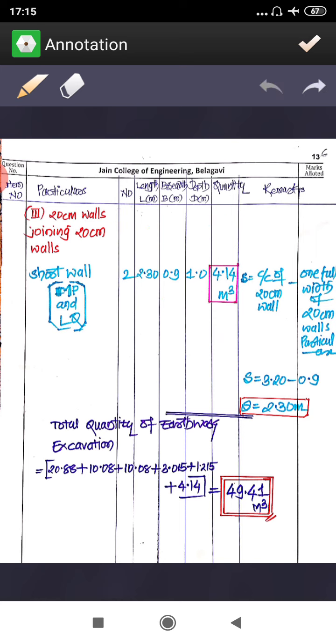Now if you take the total quantity, so total quantity of earthwork excavation is 20.88 plus 10.08 plus 10.08 plus 3.015 plus 1.215 plus 4.14, that altogether equals to 49.41 meter cube. Now if you compare this quantity with our previous problem, that same problem we have solved by center line, so both the quantities are same.